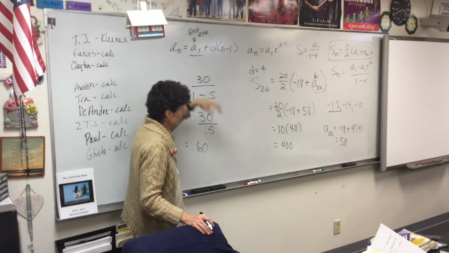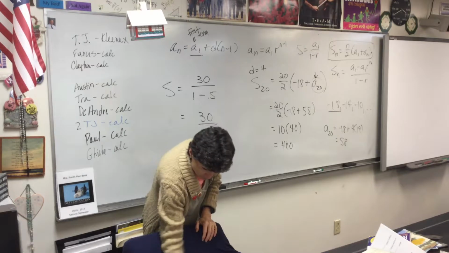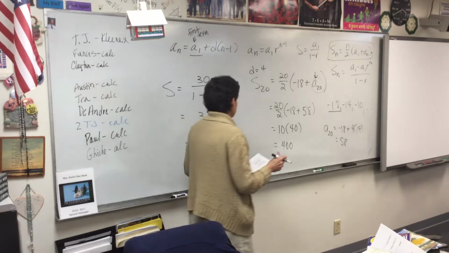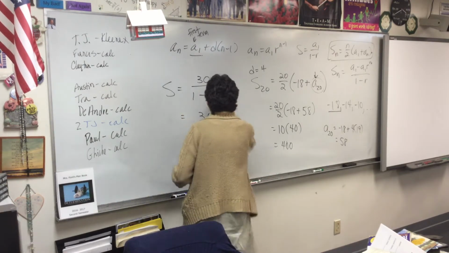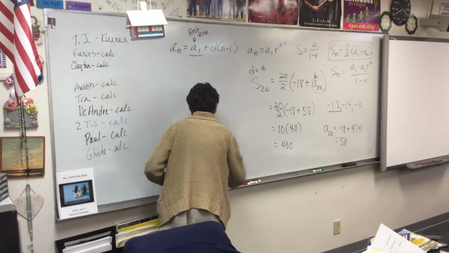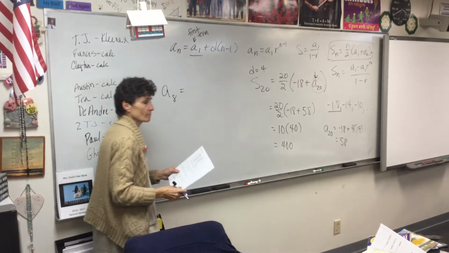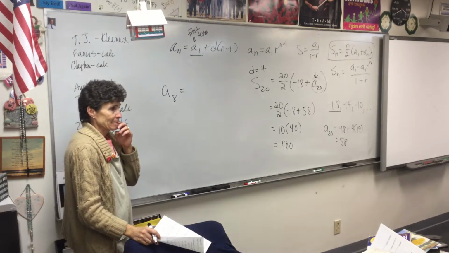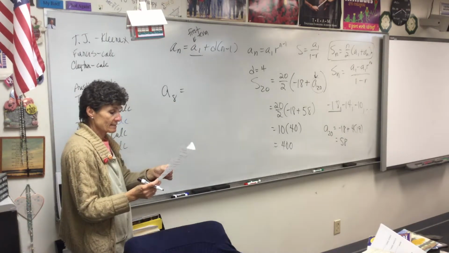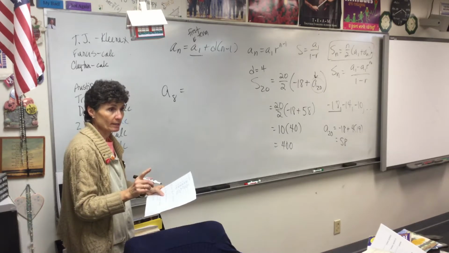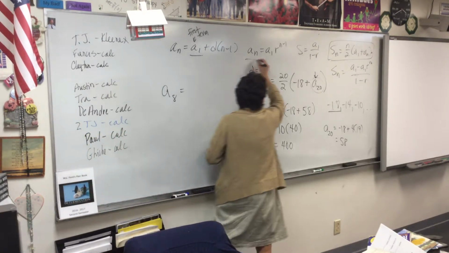Okay? All right, so there's one more of those, and we'll do those different ones. Number 7 is another a sub 8 problem. Now, what kind of sequence is that? Geometric. So we're going to be using this one now.